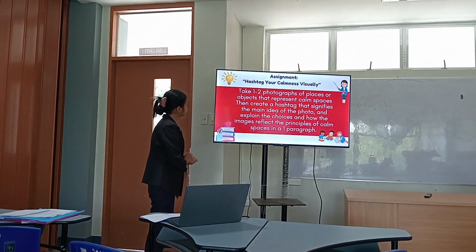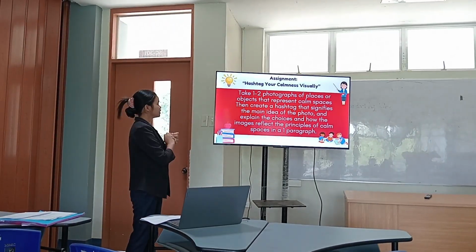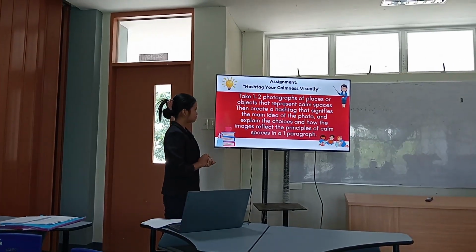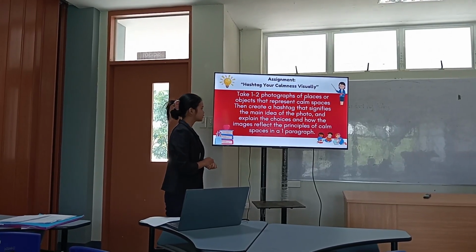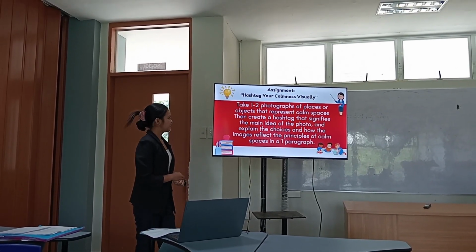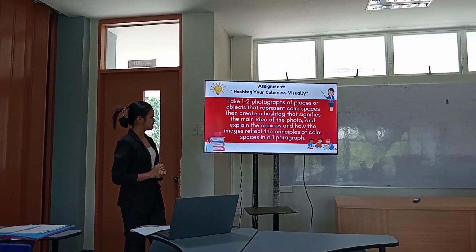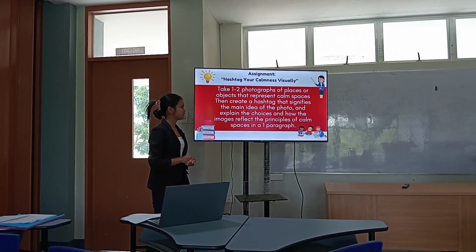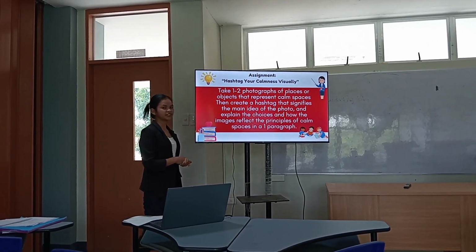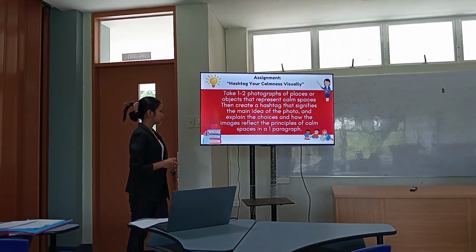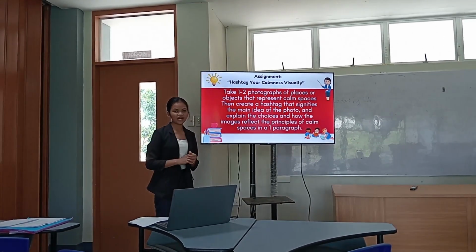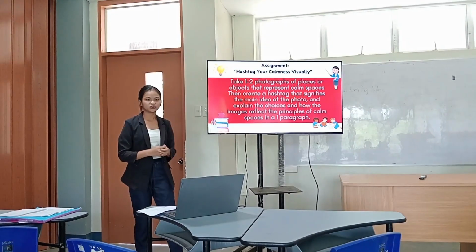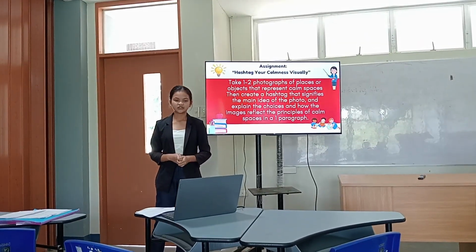This is called Calmness Visually. Take 1 to 2 photographs of places or objects that represent calm spaces. Then create a hashtag that signifies the main idea of the photo and explain your choices and how the images reflect the principle of calm spaces in 1 paragraph. You will pass this assignment in our next class. So that would be all.